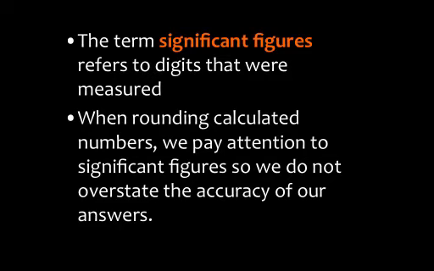When you round calculated numbers, we pay attention to significant figures so we don't overstate the accuracy of our answer. So if you're using a piece of equipment that only measures to, say, the tenths place, when you calculate those values, you can't have an answer that is more accurate than the least accurate piece of equipment, if that makes sense. And we'll look at that in just a second here.